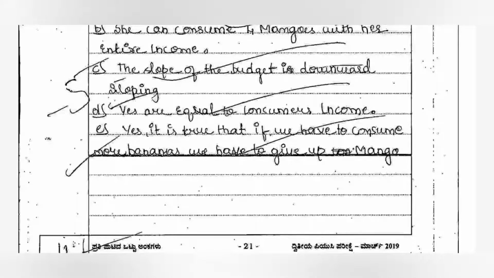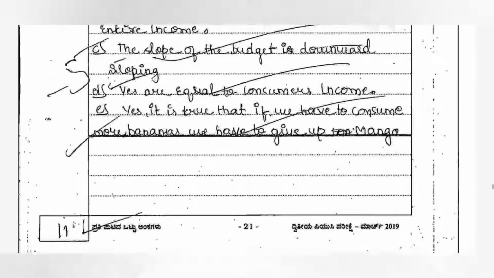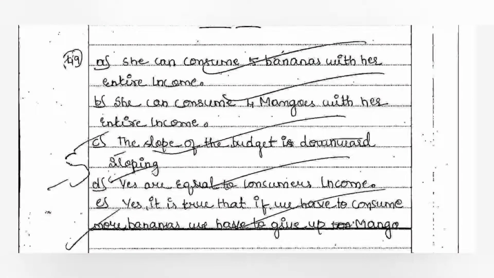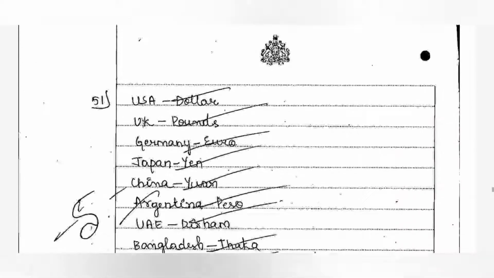And the question is asked again, if you want to have more bananas, do you have to give up mangoes? Yes, it is true that if we have to consume more banana, we have to give up mango. Is the expenditure equal to consumer income? Yes, the expenditure is equal to consumer income. So by that you will easily get 5 marks without much to do.